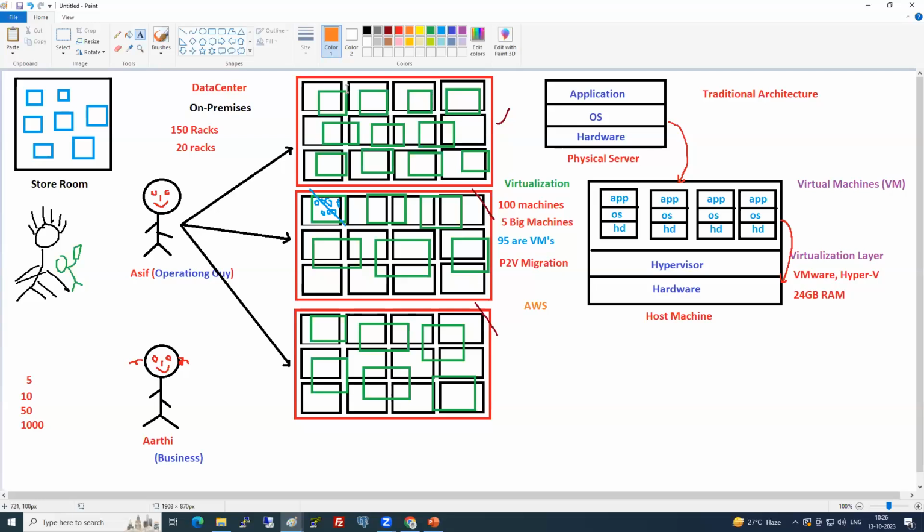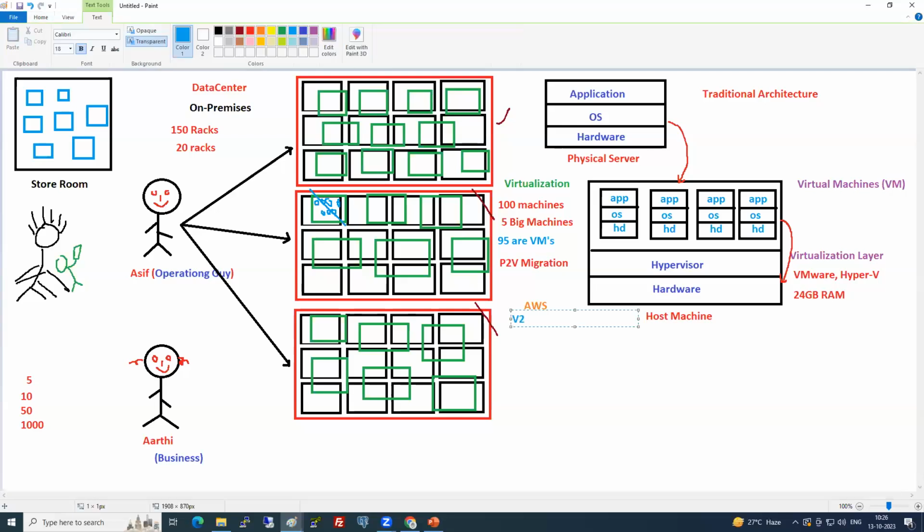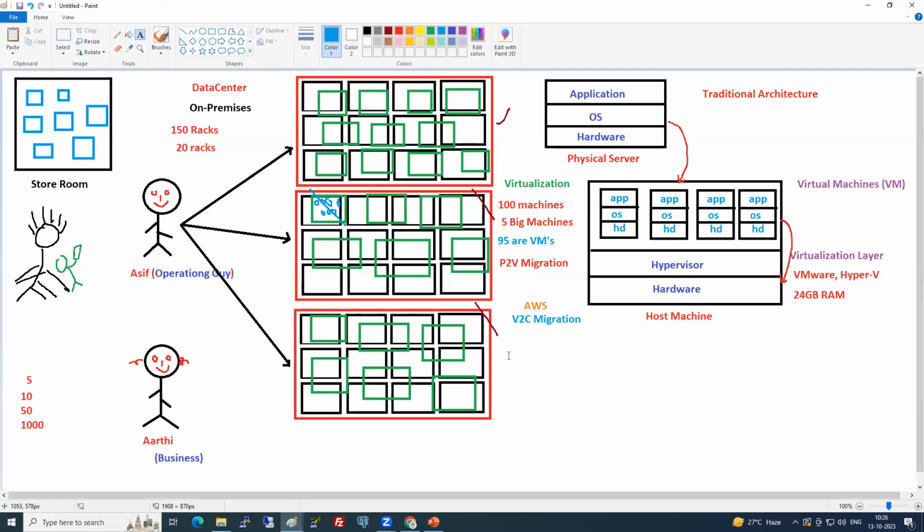No. Since then, everyone from virtualization to cloud, they started moving. And this is called V2C migration. What is that? Have you heard? Everyone is migrating to the cloud. Have you heard this? Everyone is moving to the cloud. Which cloud? AWS cloud.